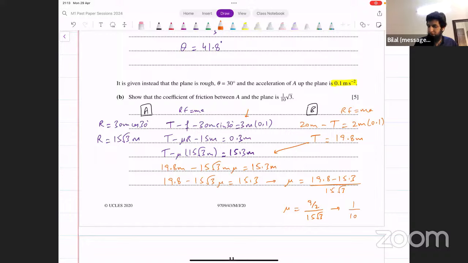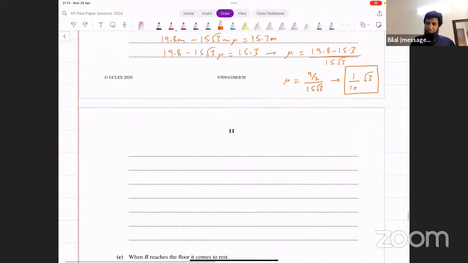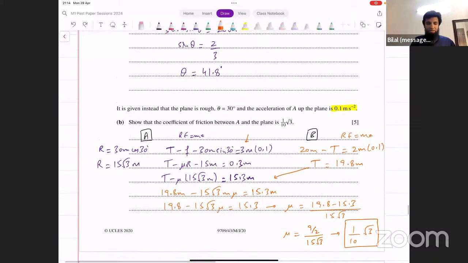1 over 10 under root 3. Put that on your calculator. Your calculator will do this work for you. You get this from that, 1 over 10 into under root 3. This is what we had to prove there. All right, that's the value of mu that we were looking for. We have proved that. That's part B. Make sense? Now let's look at the next one.